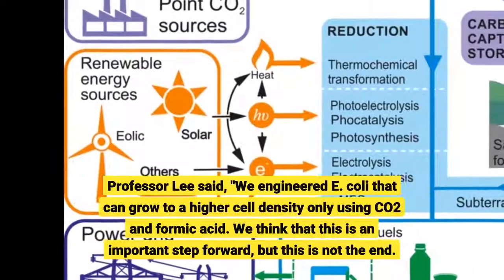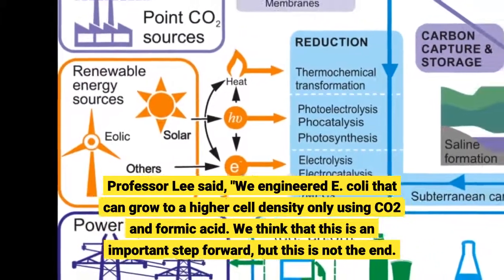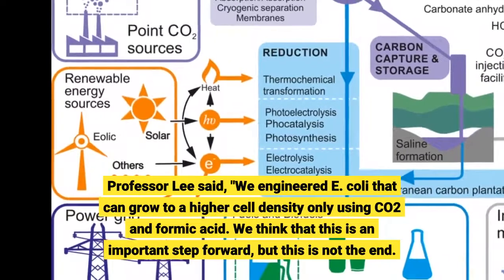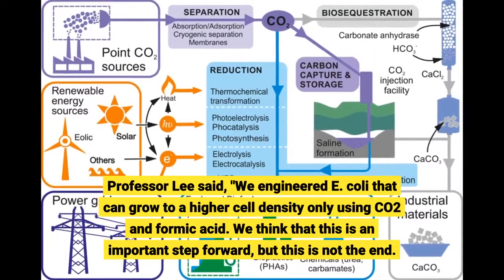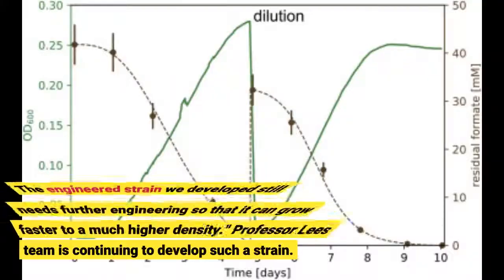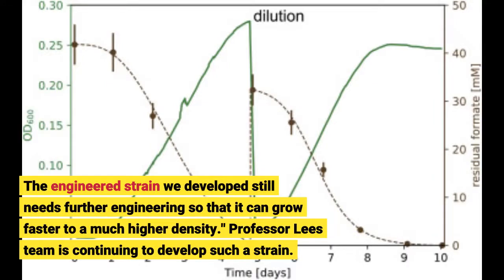Professor Lee said, "We engineered E. coli that can grow to a higher cell density only using CO2 and formic acid. We think that this is an important step forward, but this is not the end. The engineered strain we developed still needs further engineering so that it can grow faster to a much higher density. Professor Lee's team is continuing to develop such a strain."